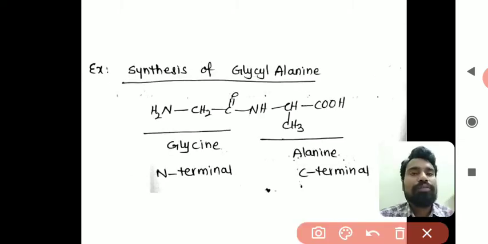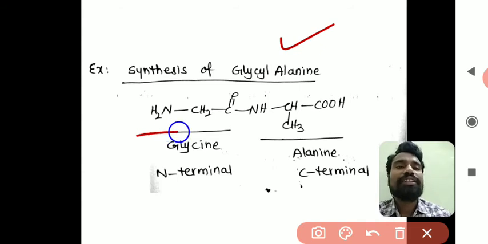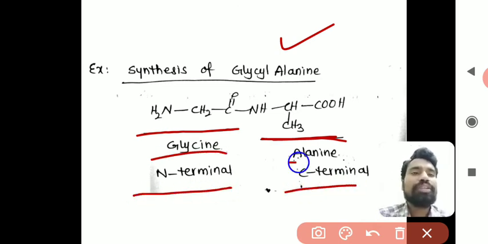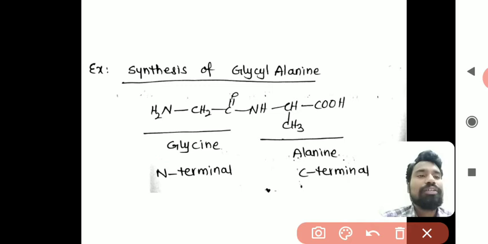So let us go for one example, the synthesis of glycyl alanine. We have to synthesize glycyl alanine. Here glycine is the first amino acid and alanine is the second amino acid, right? So the N-terminal amino acid is glycine, and the C-terminal amino acid is alanine, right?